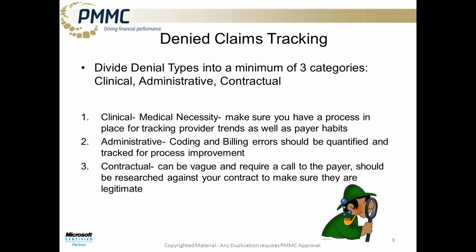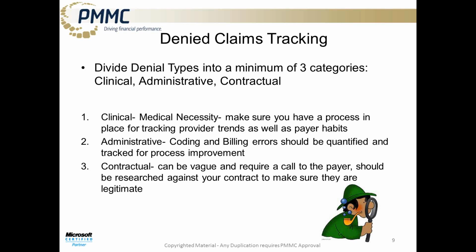When I do consulting, one of the ways that a lot of facilities find best to divide up their denials is by reason of the denial. What's the category? This can be easily divided into clinical, administrative, and contractual. A clinical denial is basically your medical necessity. Make sure you have a place where you can work those and obtain your medical records as needed.